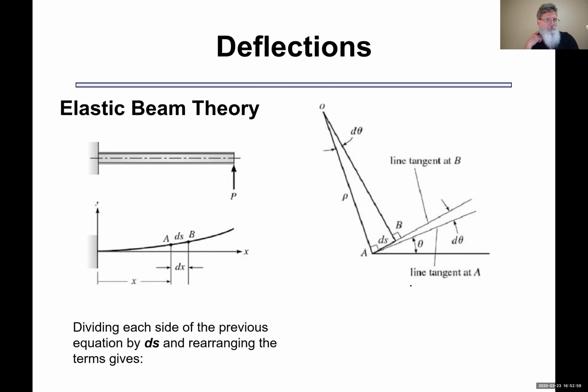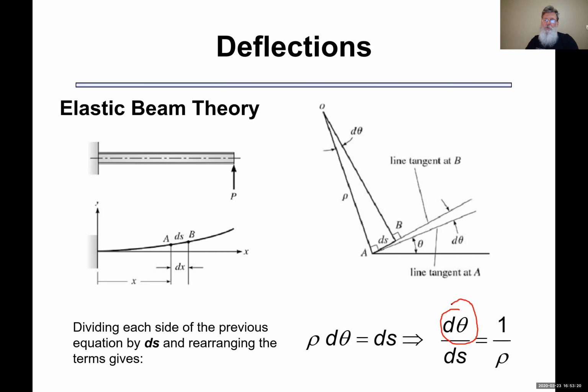So if we go back to that previous expression and we divide both sides by ds and rearrange it, we just get this. I'm sorry, so that way, if we divide by ds, then the derivative of theta with respect to the surface is the curvature. So now we're getting a relationship between theta, which we know we can relate to displacement, and curvature. And we'll get curvature related to moment in just a minute.